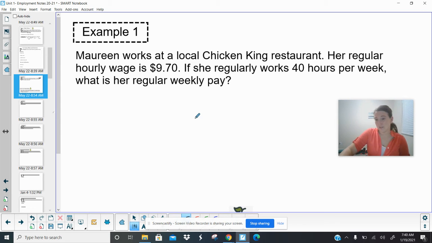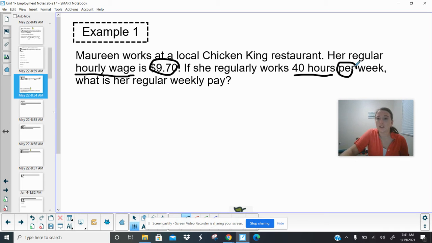Maureen works at a local Chicken King restaurant, whatever that is. Her regular hourly wage, this is how much she makes per hour, is $9.70. If she regularly works 40 hours per week, which is full time, a typical work week, what is her regular weekly pay? She works this many hours per week, and this is how much she makes per hour. What do we think we have to do? You should be multiplying.